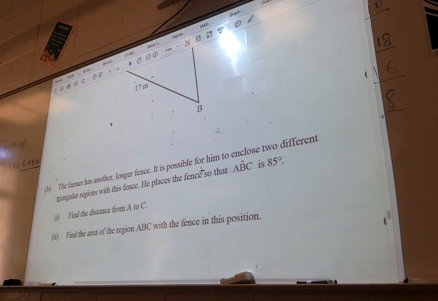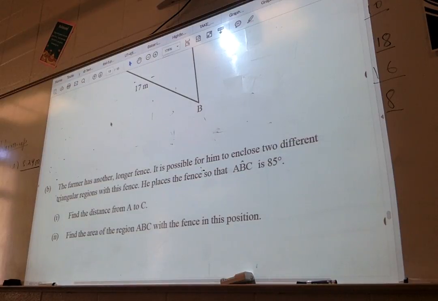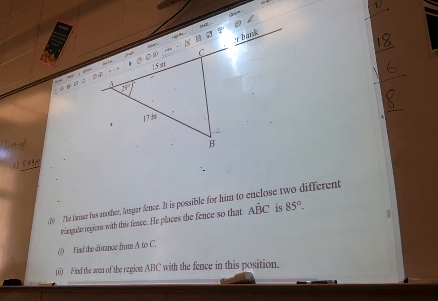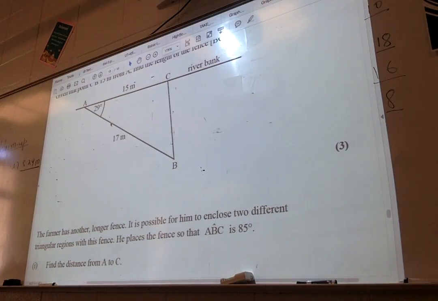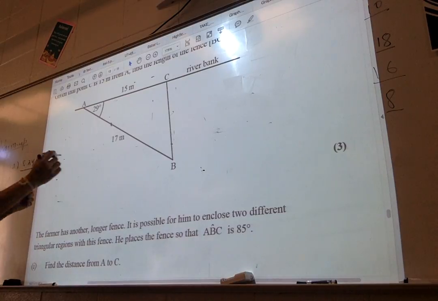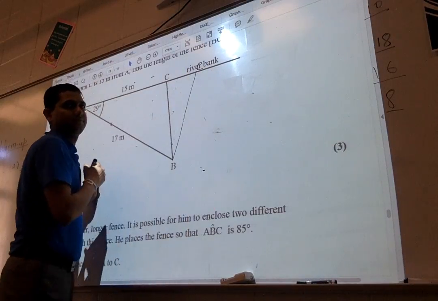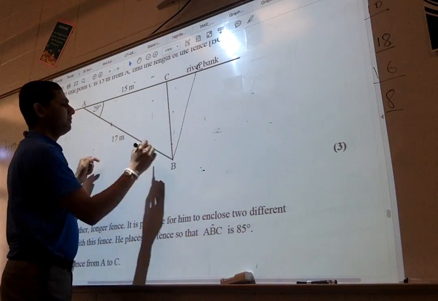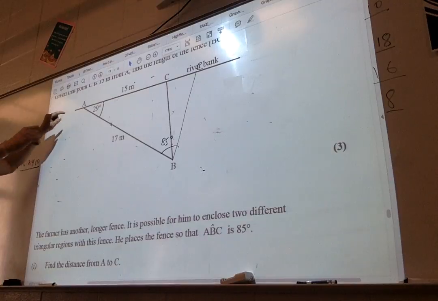The farmer has another longer fence. It is possible for him to enclose two different triangular regions with this fence. He places the fence so that angle ABC is 85 degrees. Find the distance from A to C. Okay, so now he places the fence like this. That is your new C position. And now the angle ABC is 85 degrees. Find the length of AC.